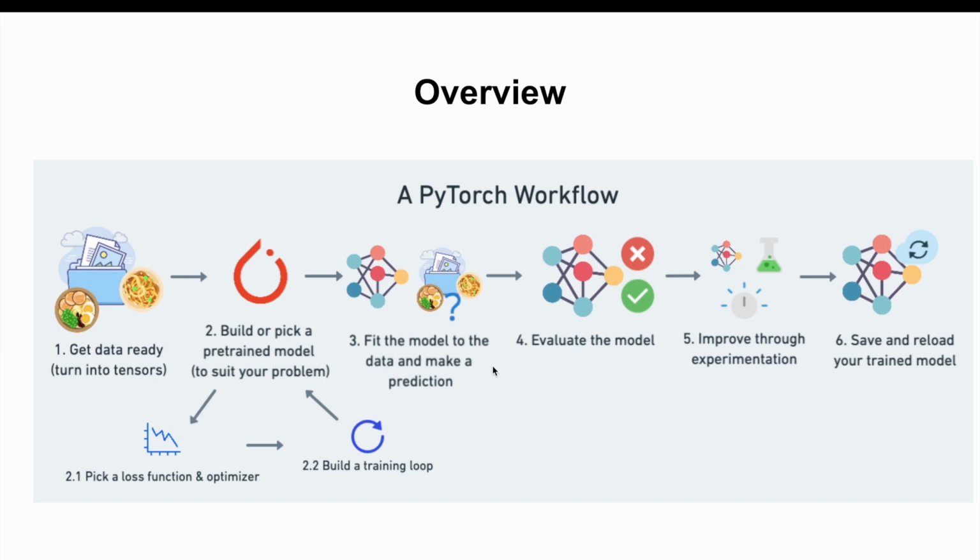And then we're going to fit the model, then we're going to evaluate the model, then we're going to improve through experimentation. Experimentation is very important in machine learning, and also when you're working with these neural networks, as you'll see. And if you are satisfied with your model, then you can save and reload the model. But these are essentially the steps that we'll go through. I just found this to be a very good representation of the overview of what we are going to be covering.